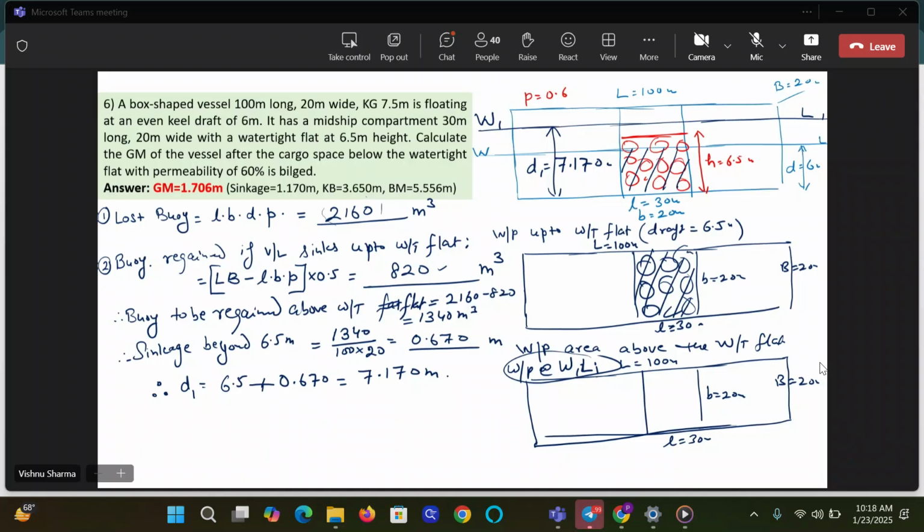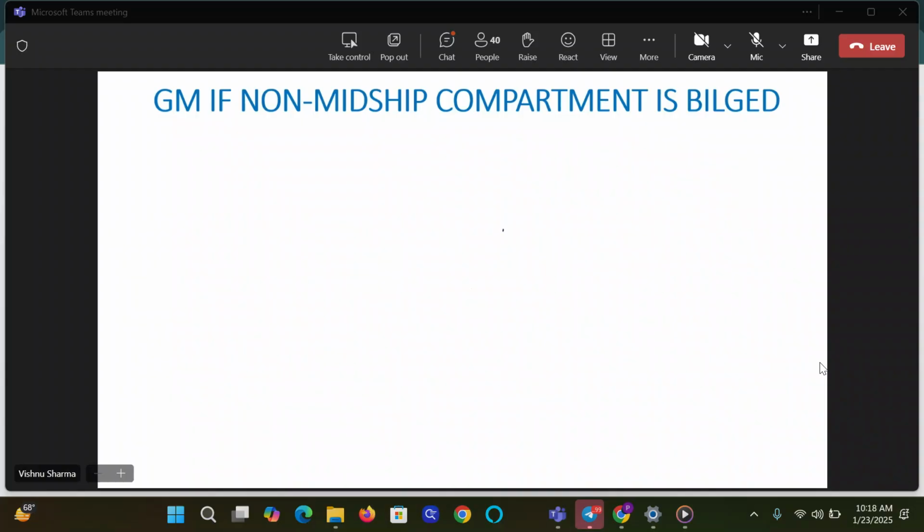Now, guys, you see in textbooks also and the way people teach, what have they done? They have made an exercise on GM of the bilging of midship compartment, in which they are asking for GM. And in the process, what do they end up doing? They end up giving a wrong message to the students that GM will be required to be calculated only if the midship compartment is bilged.